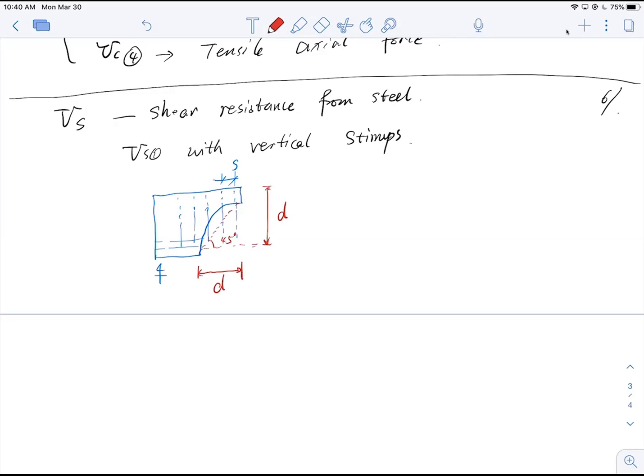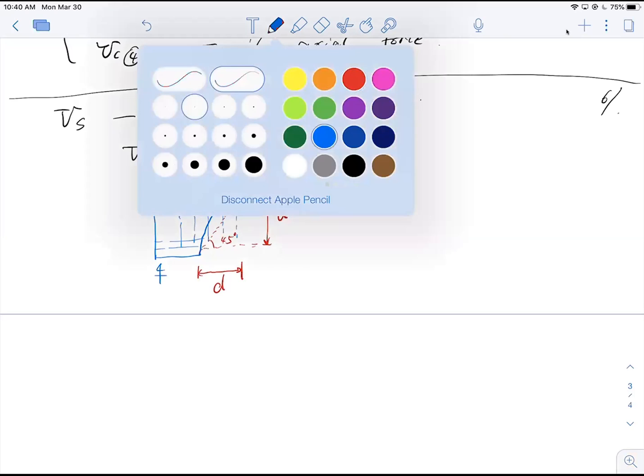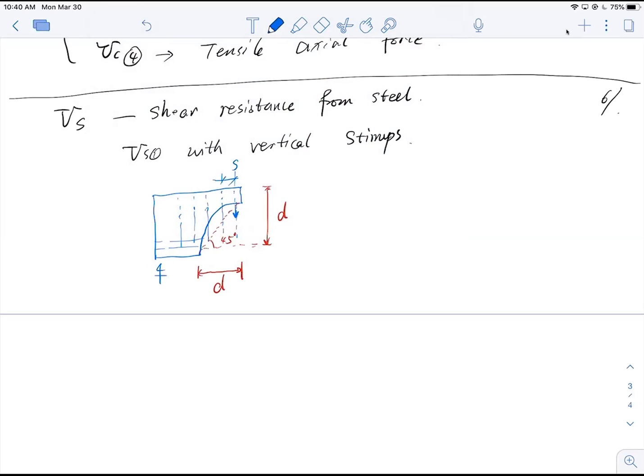So now each one of them will give me a tension force, and this is AV FYT. Explain, excuse me. What is AV and what is FYT? So AV is the area of the legs of stirrups.